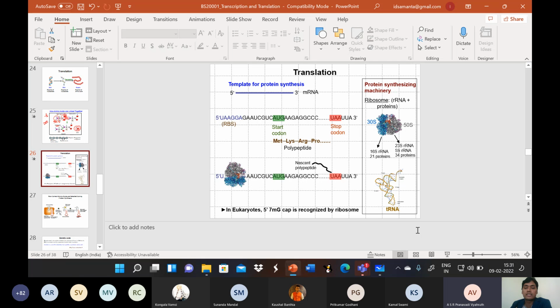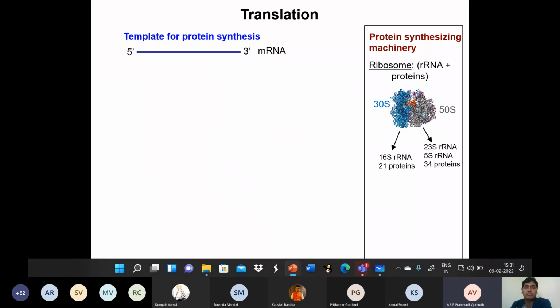Let's see what is present in this slide. As I told you, the protein synthesizing machinery, you have the ribosome, ribosomal RNA and proteins, and it is a complex structure. You don't need to remember all the information mentioned here. These ribosome structures were discovered by many scientists, and 3 of them obtained the Nobel Prize in chemistry in 2009, as I mentioned a few minutes back.